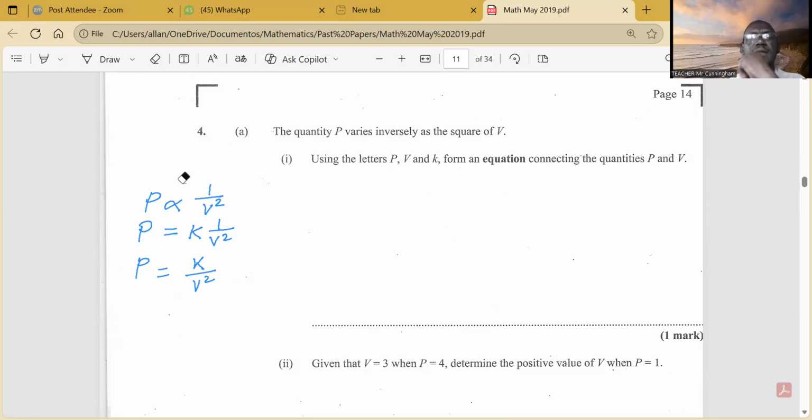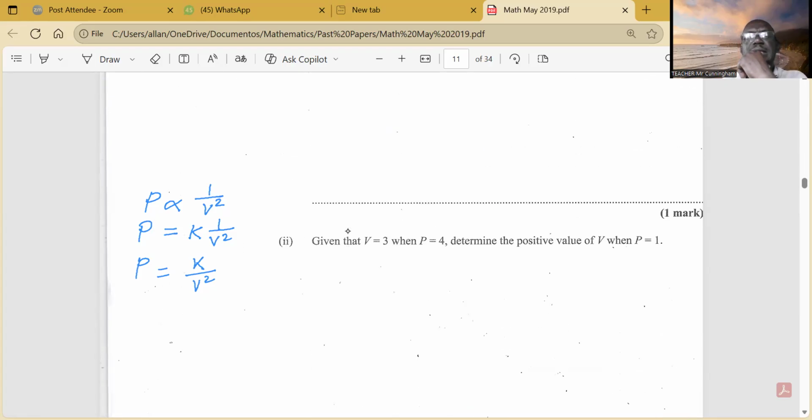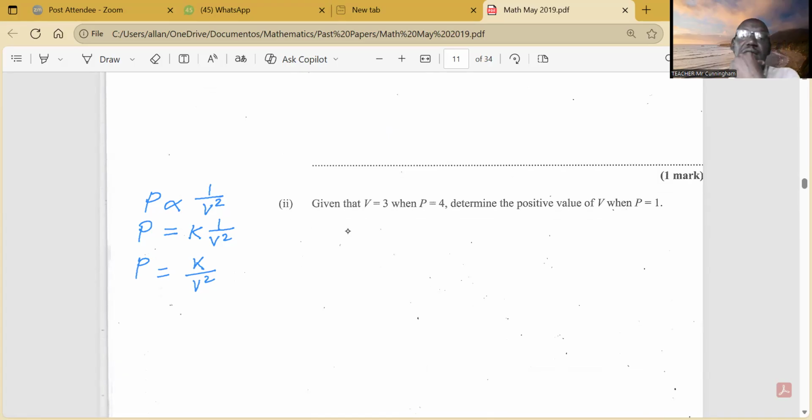All right. They said, given that V is equal to 3 when P is equal to 4. Now, I said when I did this topic last week, we need to find K. But remember, they gave us P is equal to K divided by V squared. So they said when P is 4, V is 3.